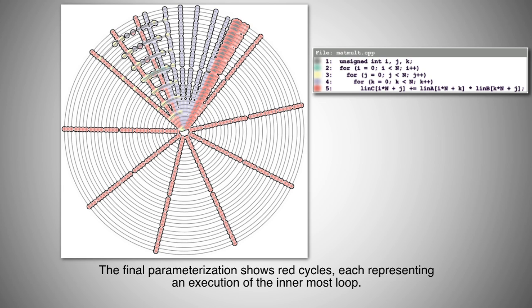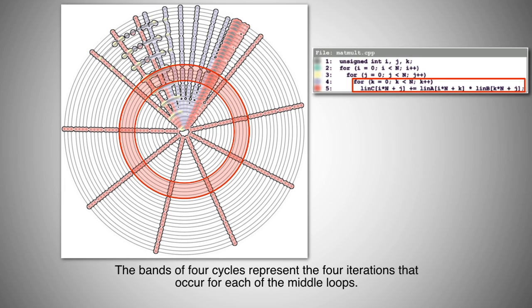The final parameterization shows red cycles, each representing an execution of the innermost loop. The bands of 4 cycles represent 4 iterations that occur for each of the middle loops.